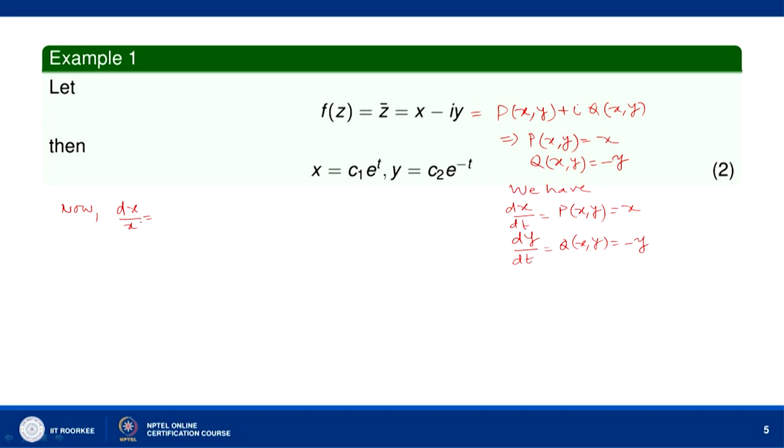dx/dt equal to x gives dx/x equal to dt. Integrating both sides, we can see x is equal to c1 e to the power t. Similarly, dy/dt equal to minus y gives dy/y equal to minus dt. So, this implies y equal to c2 times e to the power minus t. So, when f(z) is equal to x minus i y, that is z conjugate, then x is given by c1 e to the power t and y is given by c2 e to the power minus t.